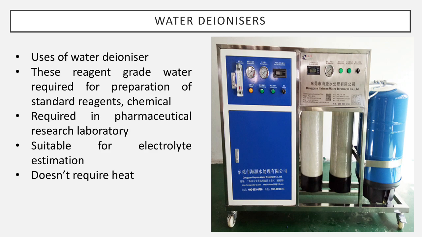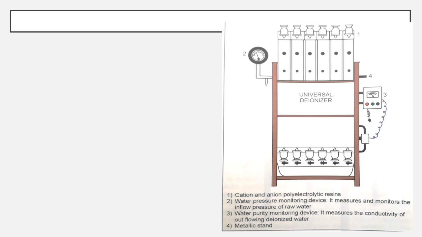So what are the uses of water deionization? Here are the cation and anion exchange resins. This is a deionization plant, like a water filtration. So the uses of water deionization are to produce reagent grade water required for preparation of standard reagents, chemicals, and also required for pharmaceutical research laboratories. This reagent grade water is also suitable for electrolyte estimation. The advantage of water deionization is that it does not require heat.